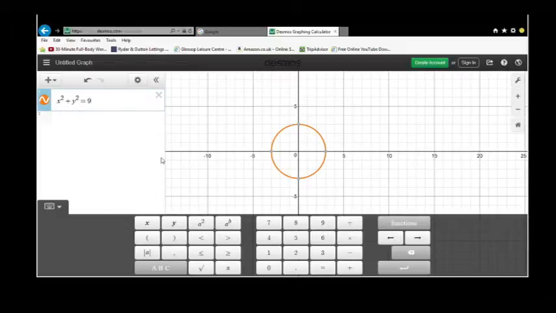So I've typed in x squared plus y squared equals 9. And what you can see is we've got a circle centred at the origin, and you can see that the radius is of length 3.